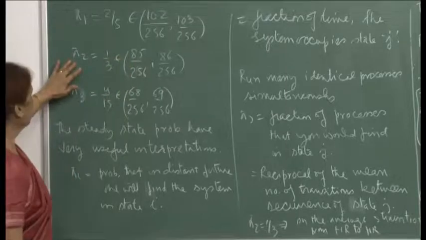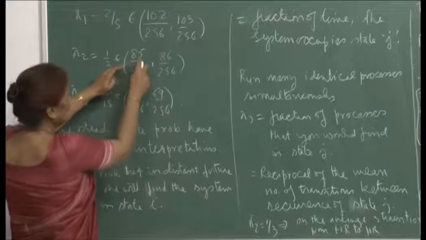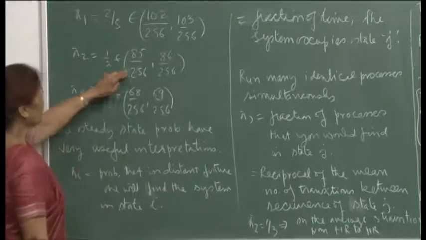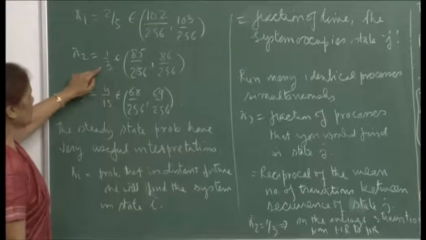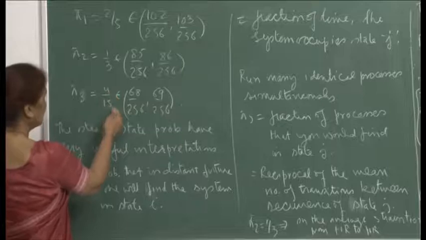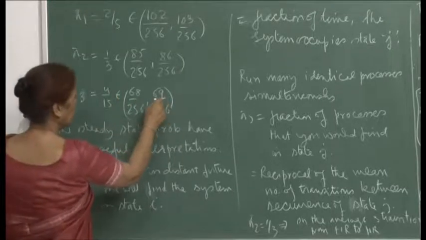Similarly, your pi 2 is 1 by 3, and this is also a number lying between 85 upon 256 and 86 upon 256, right? You can compare. And similarly, 4 by 15 is a number which is between 68 by 256 and 69 by 256.